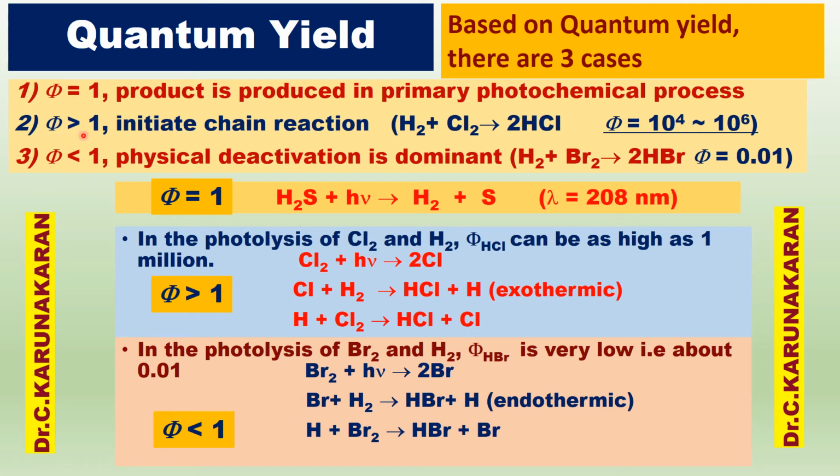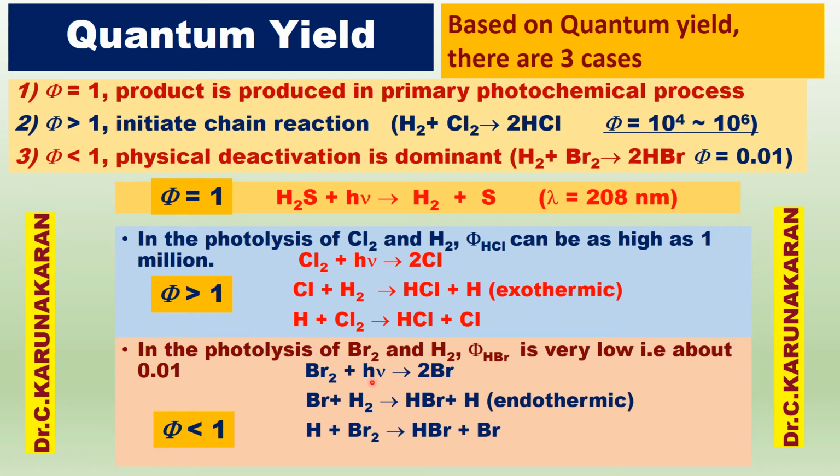Why phi greater than 1? When chain reactions occur, for example, in the photochemical reaction between hydrogen and chlorine, a chain reaction occurs, and this step is also exothermic. We will study further what are the reasons for high quantum yield and what are the reasons for low quantum yield. We will explain very clearly.